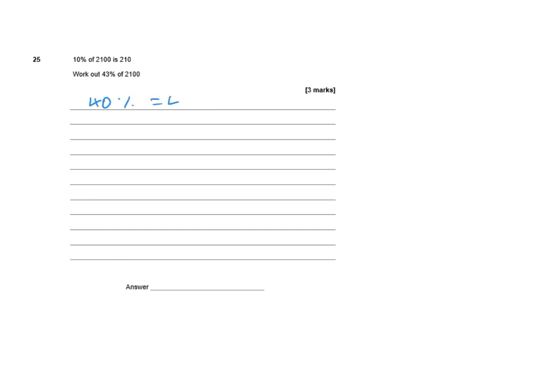40% would be 4 lots of that, so 4 lots of 210 would be 840. I don't really want to go straight to 3%. I'm going to do 1% first, so that's going to be that divided by 10, so that's 21.